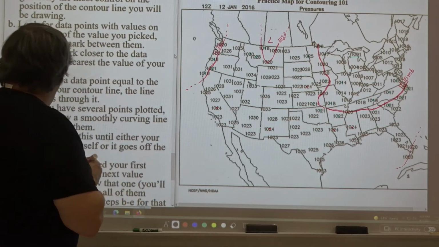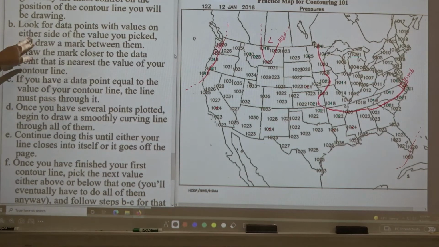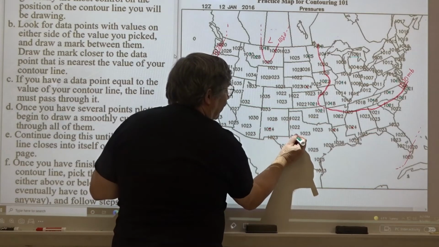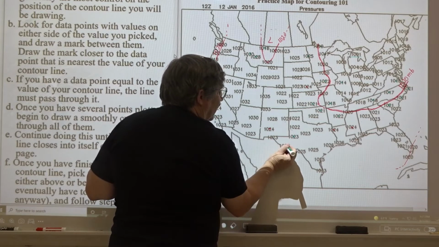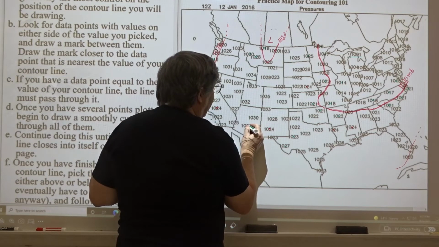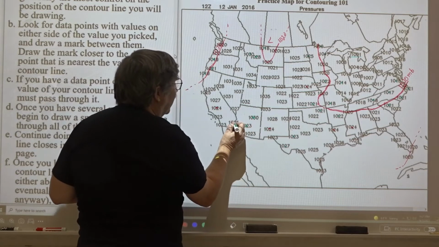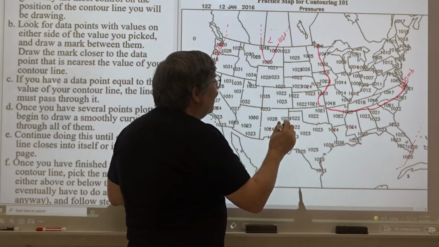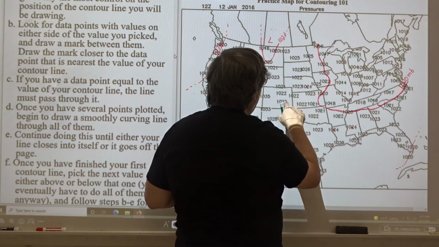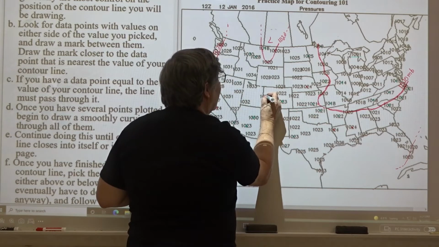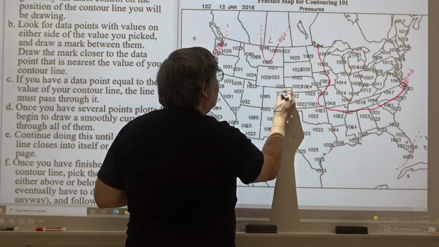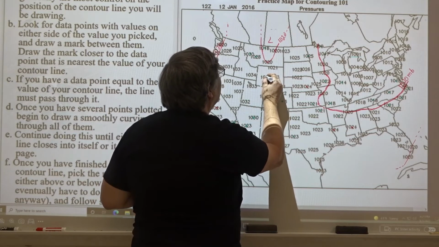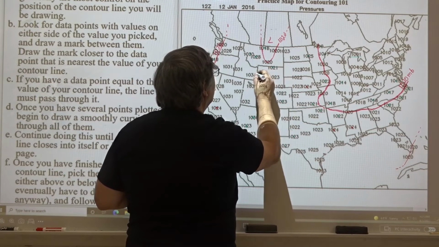The next thing to do, again, is to look for values that are on either side of 1024 and mark those in. And so we have, for instance, 1023 and 1027, 1023 and 1030, 1023 and 1025. Let's see, these values are all higher. Then if we go over here, we have 1022, 1023, 1023, 1035, 1022, 1035, 1023, 1029, 1021, 1029, 1021, 1030.